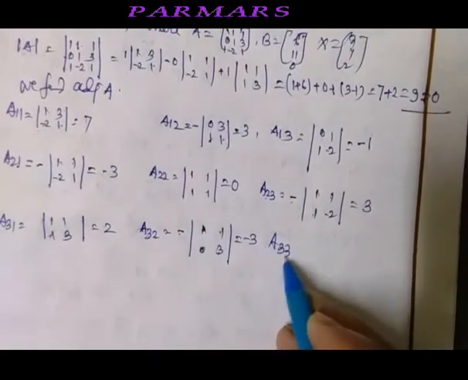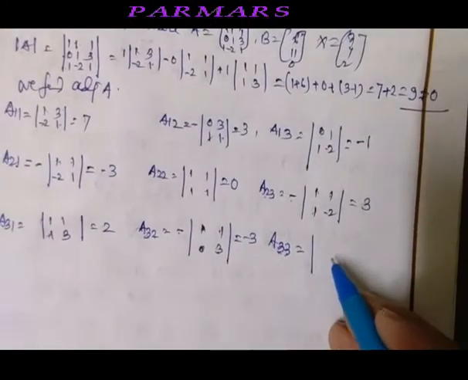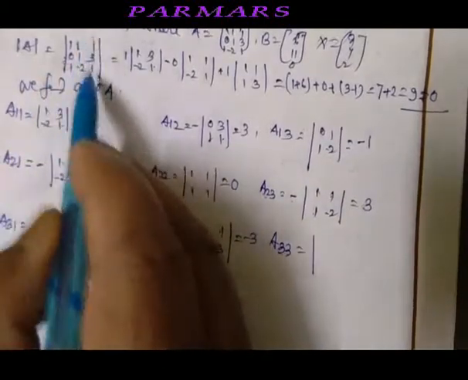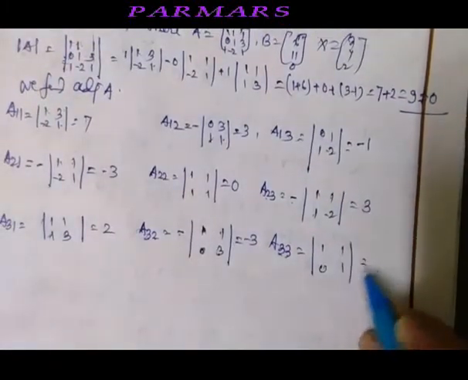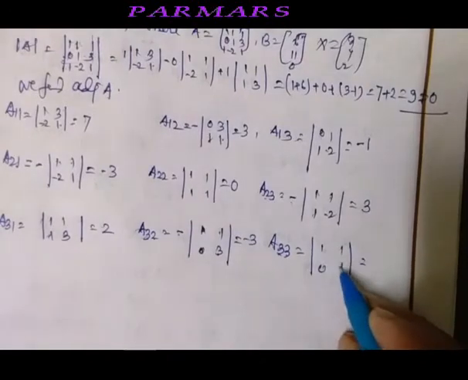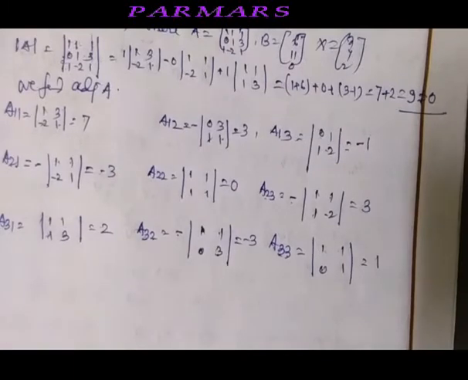What is a33? Sum of these two is even, so put positive. Delete third row, third column: 1 1, 0 1, so it is 1 into 1 is 1, minus 0 into 1 is 0, so the value is 1. So we have found all the cofactors.